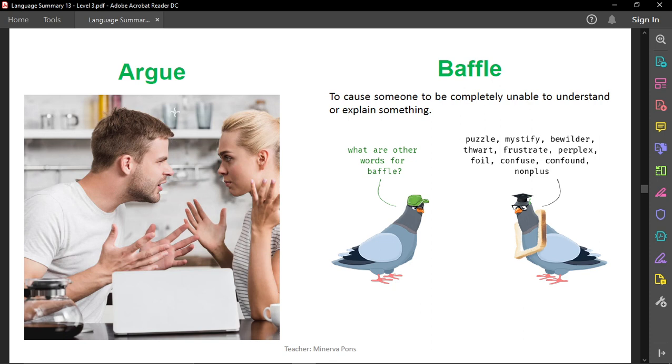Argue. When you argue, it's when you discuss in a bad way. It's like almost fighting with your words. Now it's to argue.